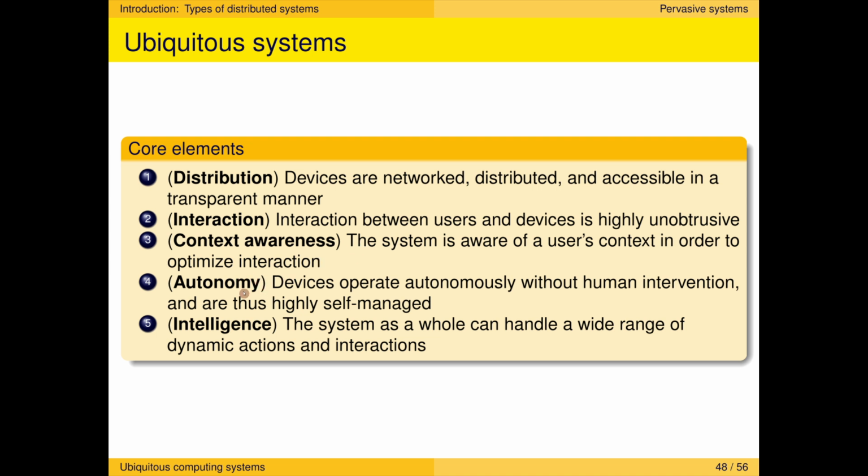Autonomy. So devices are actually autonomous from the user, from the human intervention. Therefore, they should be self-managed, self-configured, managing all of its operations. And the system typically should have some intelligence so that it can handle a wide range of dynamic actions and interactions, as we've discussed.